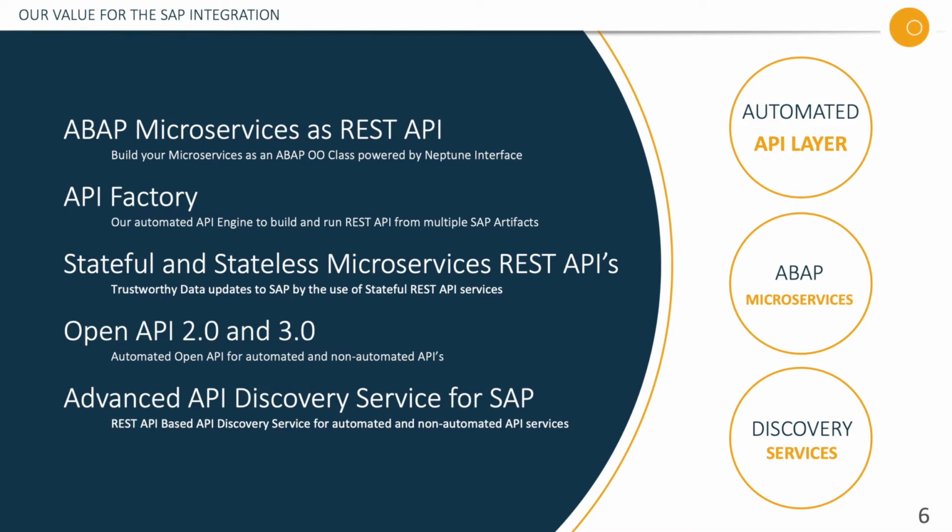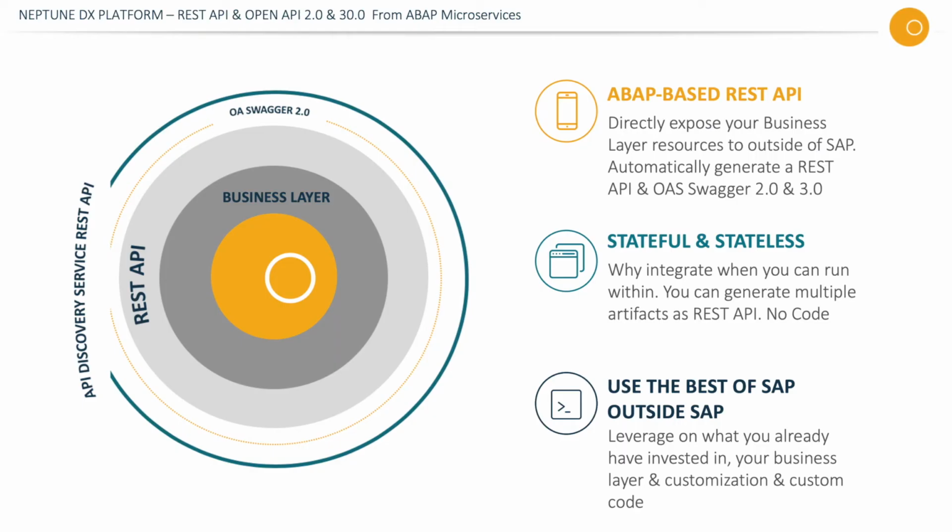On top of your SAP system, by using the Neptune DX platform Planet 8, you'll be able to deliver an advanced API discovery service for SAP. Your microservices that are ABAP-based and your automated REST APIs can be exposed and consumed by third parties within your landscape. You'll be able to build an automated API layer, ABAP microservices, and deliver it to the enterprise through your own discovery service. The Neptune DX platform for ABAP microservices is different from any other approach.